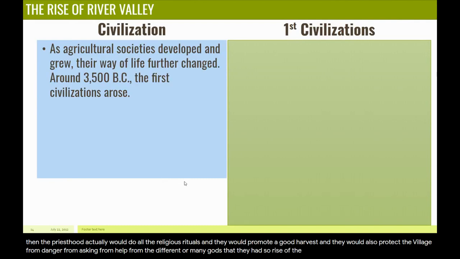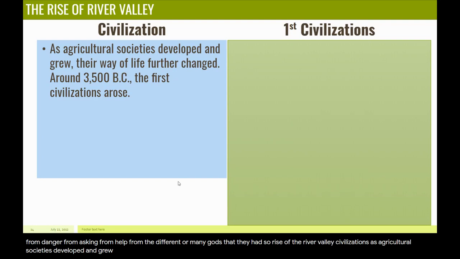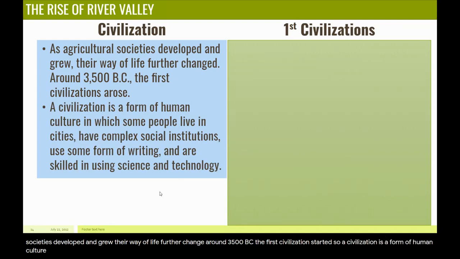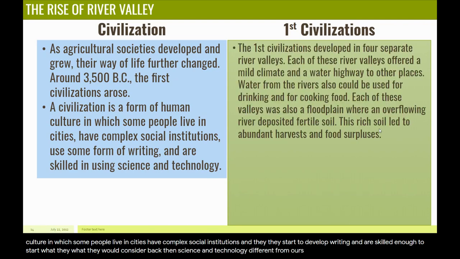So, the rise of the river valley civilizations. As agricultural societies developed and grew, their way of life further changed. Around 3,500 BC, the first civilization started. A civilization is a form of human culture in which some people live in cities, have complex social institutions, start to develop writing, and are skilled enough to start what they would consider back then science and technology, different from ours today.